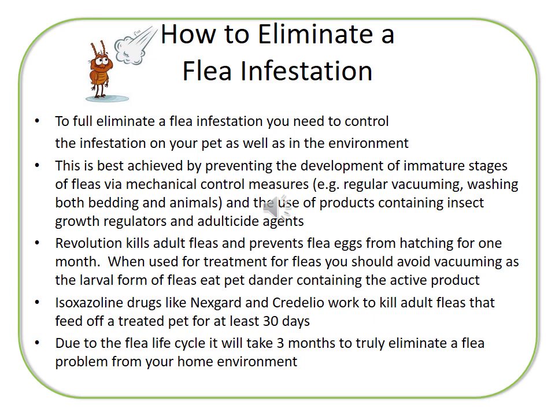If you end up with a flea infestation despite your best preventative efforts, here are some tips to help you out. Keep in mind, to fully eliminate a flea infestation, you need to control that on your pet as well as in the environment. This is best achieved by preventing the development of immature stages of fleas using mechanical control measures like vacuuming and the washing of both bedding and the pets themselves, as well as through the use of products containing insect growth regulators and adulticide agents.